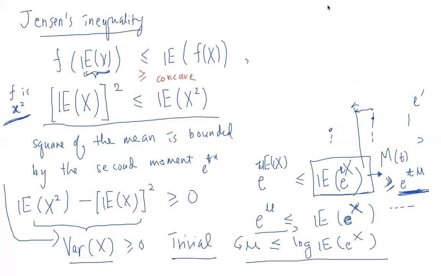You can also get inequalities, but the sign is reversed. Minus of x squared, minus of x squared, like this. So flip down, okay? This is concave.